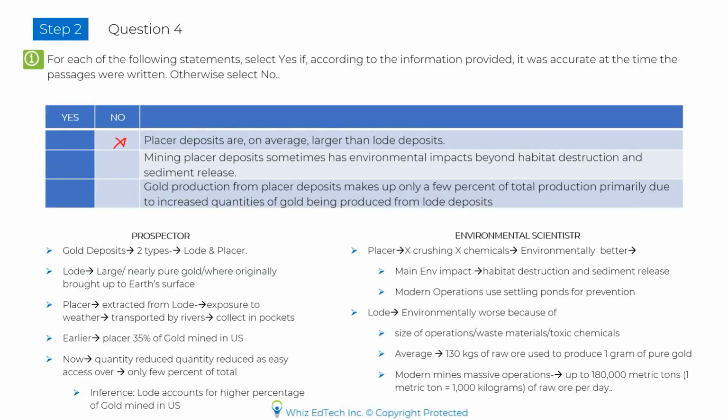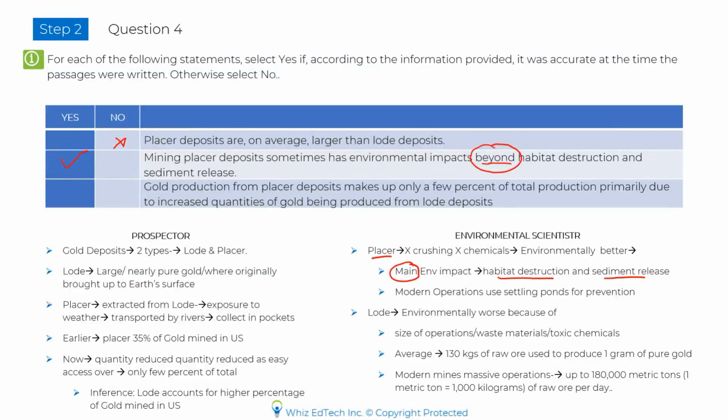Easy. Mining placer deposits sometimes has an environmental impact beyond habitat destruction. Now, placer definitely has habitat destruction and sediment release. If these are the main impacts, then it stands to reason that there must be some other impact beyond. So yes, this can be inferred.